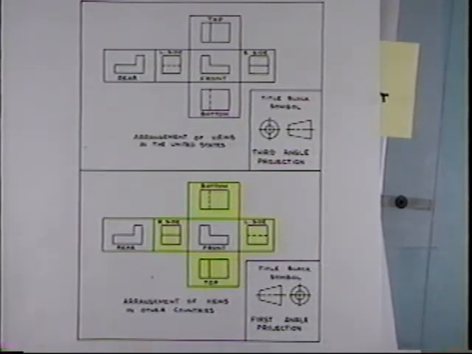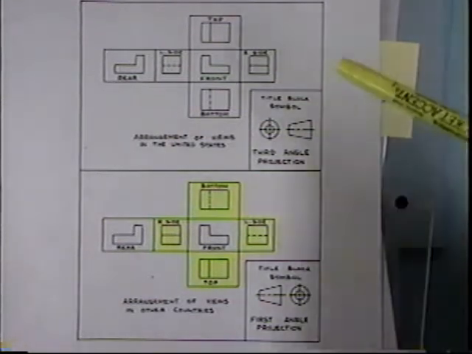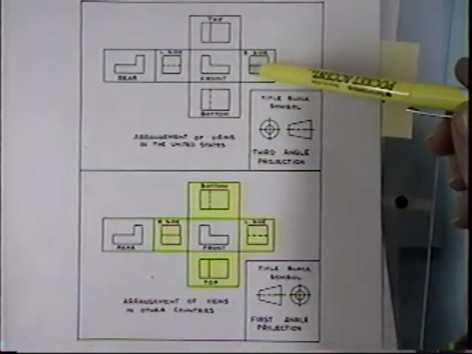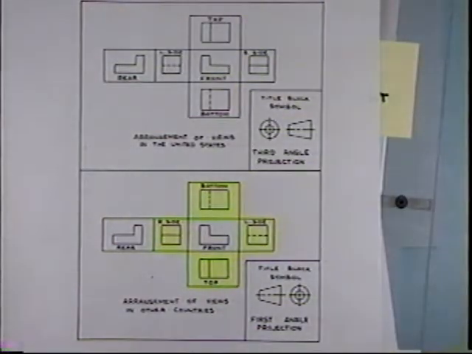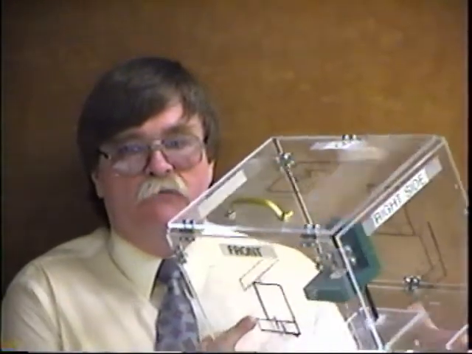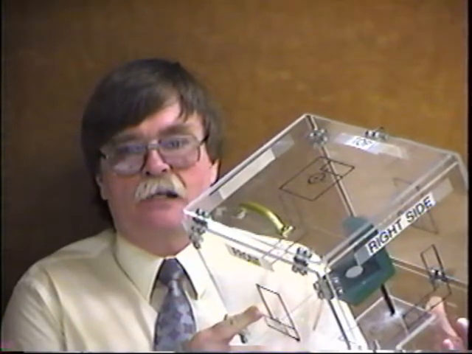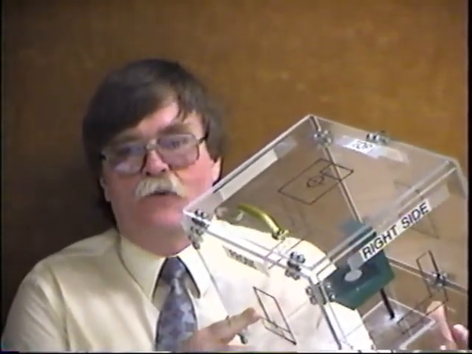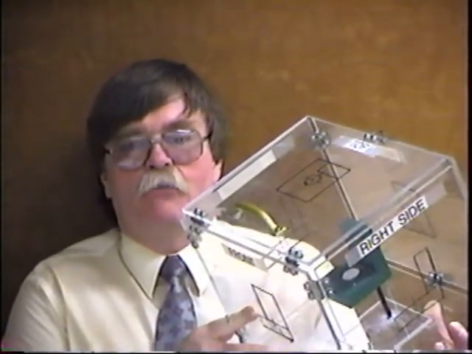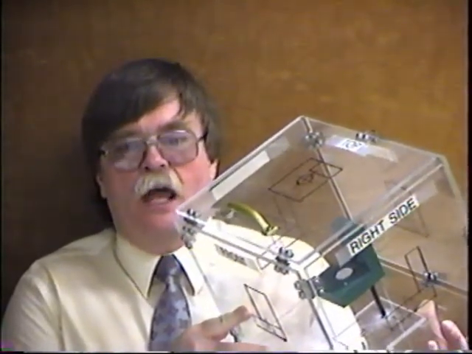Two things to remember. In the United States, we have the observer, we have the glass box, and then we have the object enclosed inside of the glass box. So when we look at the glass box and review the geometry, we have the observer on the outside, we have the glass box between us and the object, and this then becomes the three important points about third angle projection: the observer, the glass box, and then the object.